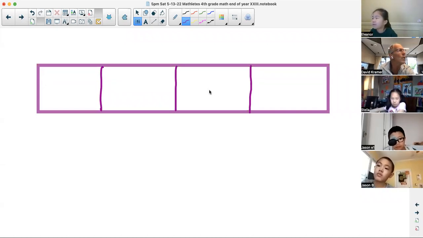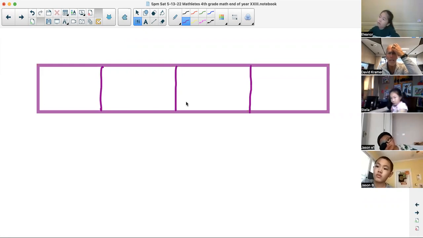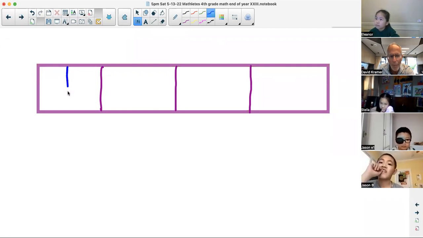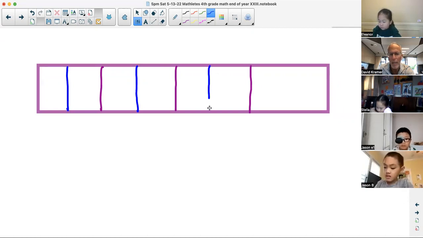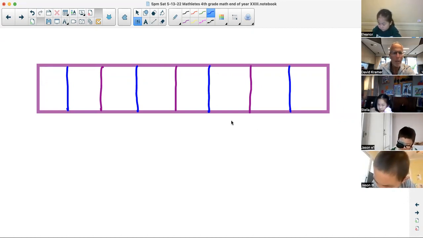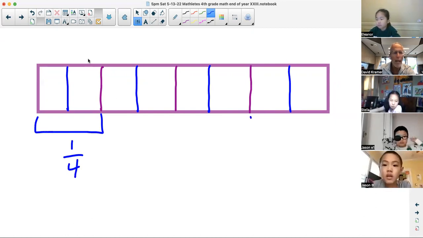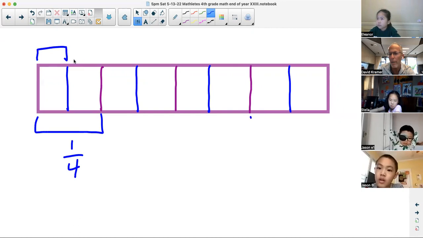What you want to do is create a rectangle. Okay. And you want to split it up into 4 pieces. Now, then you're going to split up each of those fourths into halves. So if from here to here is 1/4 of the whole, then how much is it from here to here?